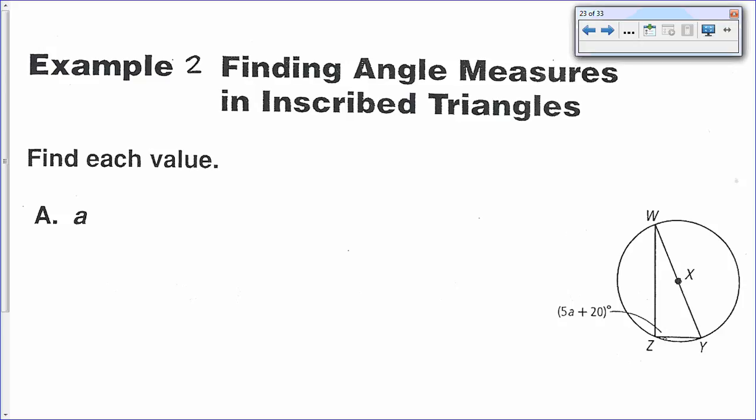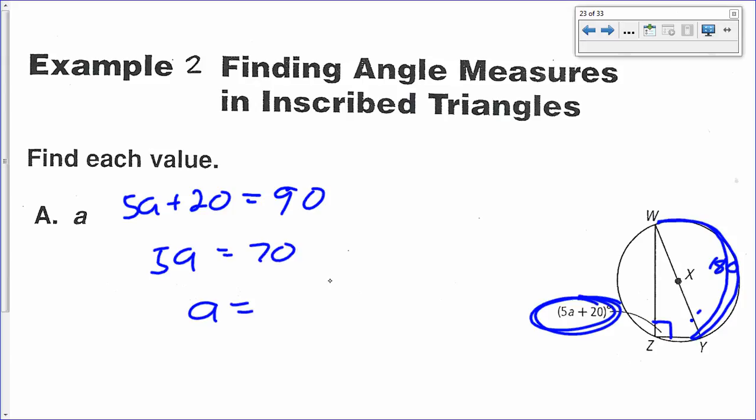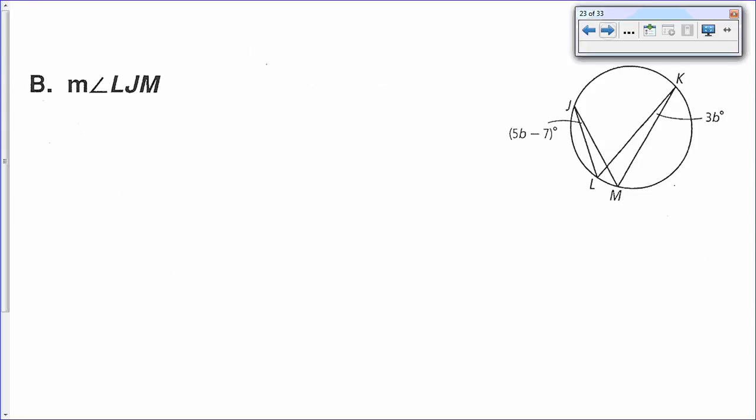This time we got to look at the relationship here. Here is the thing that has A in it, and it's this angle right here. Well, we talked about if you have 180 degrees here, the arc is 180 because you could tell it's a half a circle. So then the inscribed angle is going to be 90. So 5A plus 20 must equal 90. And that's going to be our equation. So 5A equals 70, and then A must equal 10.5. You just divide that out, divide by 5. That's it.